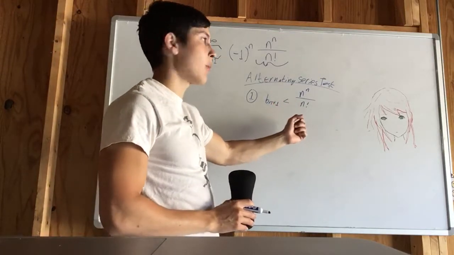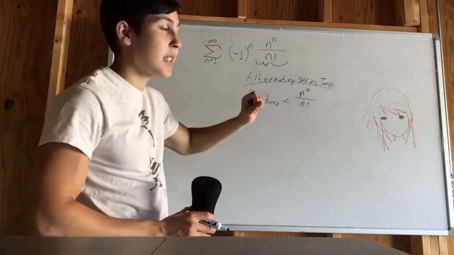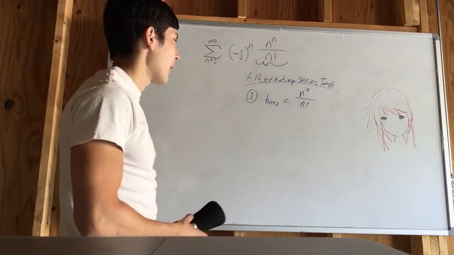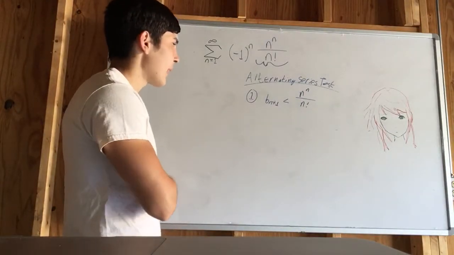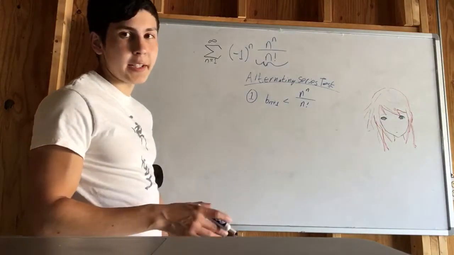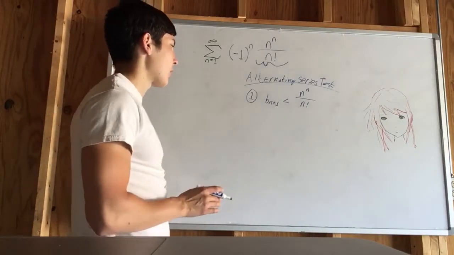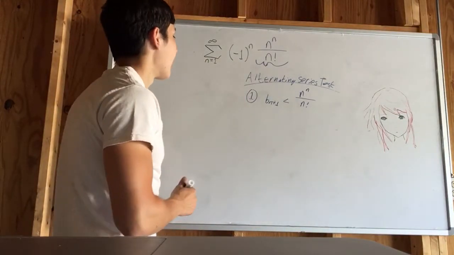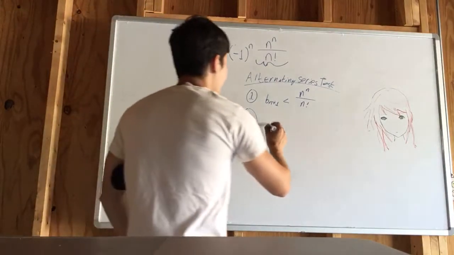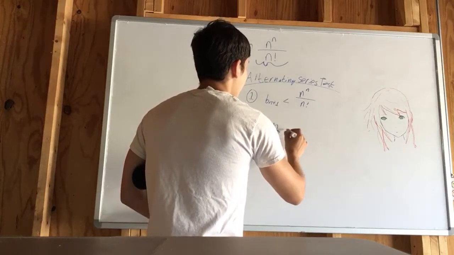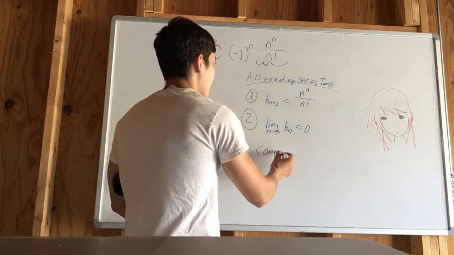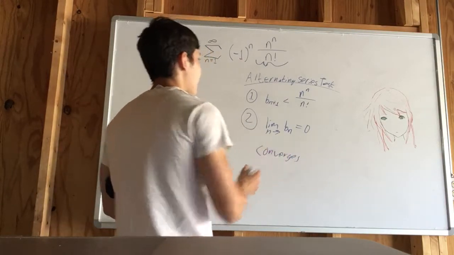Alternatively, to find out if it's decreasing, we could take the derivative of b sub n and find out if that's negative for most of its behavior. Because we're really just considering infinity, so even if the first few terms aren't negative, but the rest of them are, then that's good enough, and it passes the first part of the test. The second part of the test is that if we take the limit as n approaches infinity of b sub n, this must equal 0. If both of these tests are passed, then it converges.